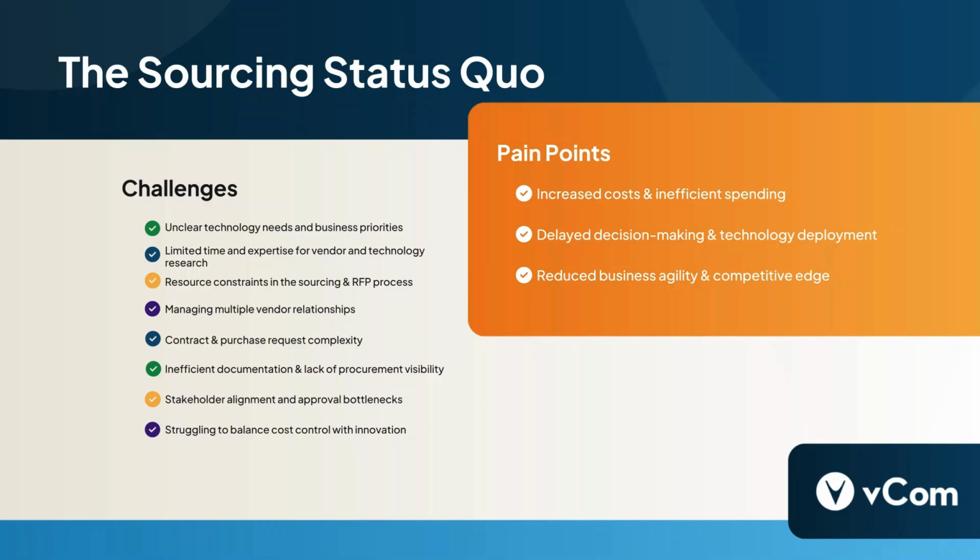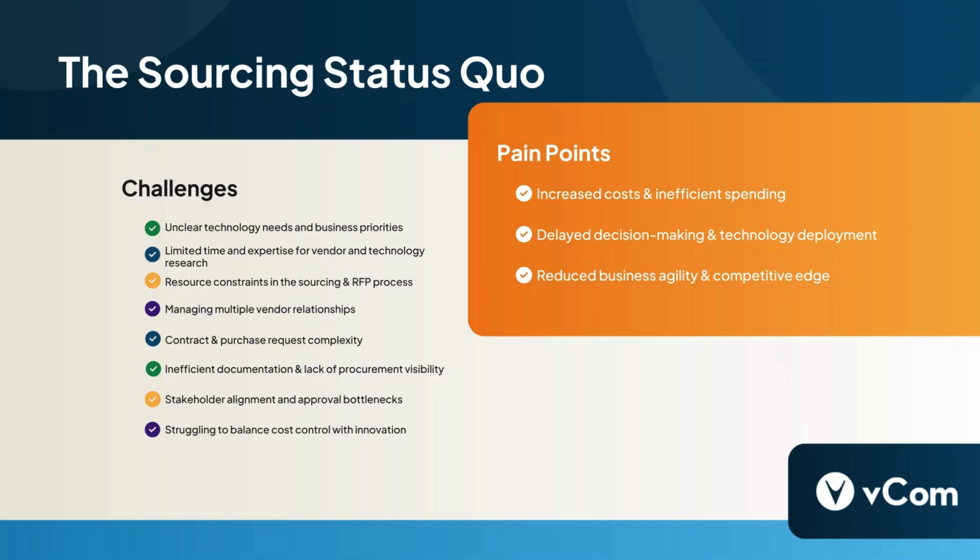Contract and purchase request complexity. So keeping track of your contracts, it's like a one-time signature deal, and then you've got to store it and remember where you put it. And of course, the complexity around that. Again, the upskilling to understand these new technologies, what are the right questions I should be asking to make sure I am signing for the right thing. Inefficient documentation and lack of procurement visibility, stakeholder alignment and approval bottlenecks, and struggling to balance cost control with innovation.